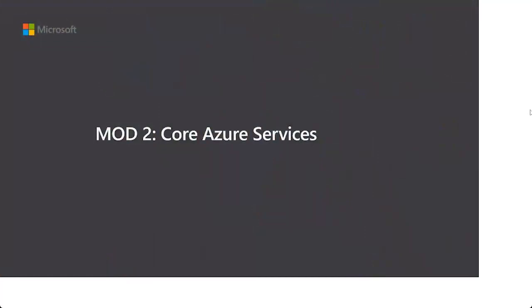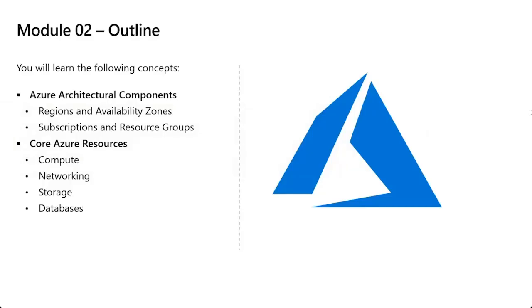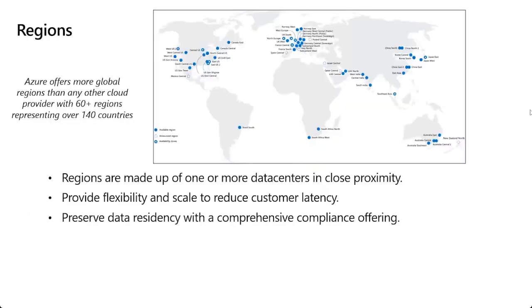In Module 2, we'll begin narrowing our focus to Microsoft Azure. We will start with Azure regions worldwide, and then we'll begin introducing you to core Azure resources. We'll look at Azure architectural components, looking at regions and availability zones, then moving on to core resources such as compute, networking, storage, and databases.